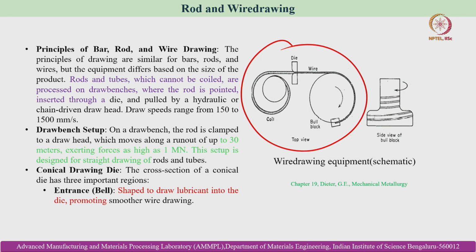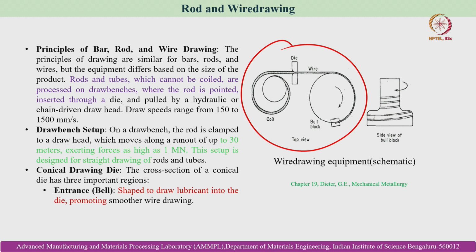The principles of bar, rod and wire drawing are similar, but the equipment differs based on the size of the product. Rods and tubes which cannot be coiled are processed on draw benches, where the rod is pointed, inserted through a die and pulled by a hydraulic or chain driven draw head. Draw speeds range from 150 to 1500 millimeter per second.